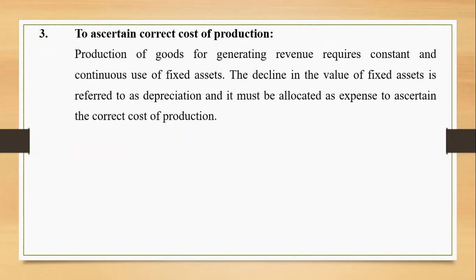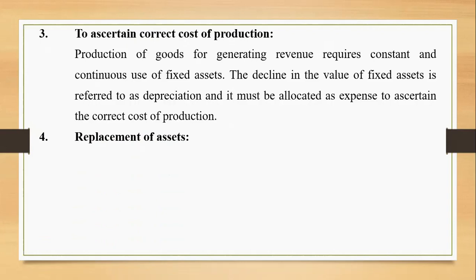So production of goods for generating revenue requires constant and continuous use of the fixed assets. The decline in the value of the fixed asset is referred to as depreciation, and it must be allocated as expense to ascertain the correct cost of production.